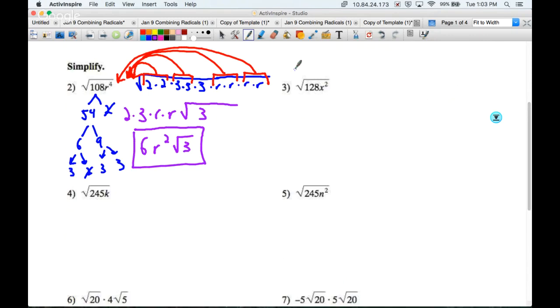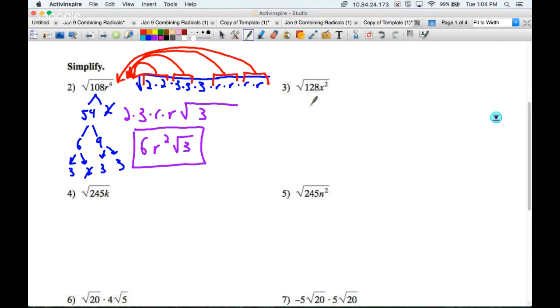For number 3 here, I'll just use what I consider to be a faster method, which is to figure out what is the biggest perfect square that fits into the numerical part of this, and then just factor that number out. So let me just start testing perfect squares. I'm going to guess that maybe 36 fits in. 128 divided by 36 is 3.5. Maybe 49 fits in. No, not quite. So we're going to have to come down.